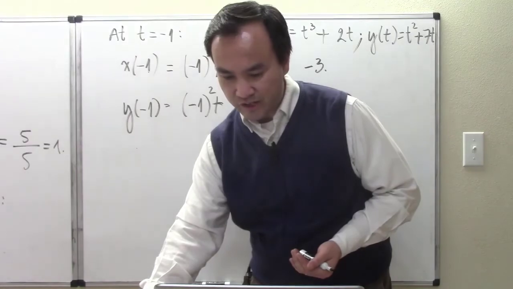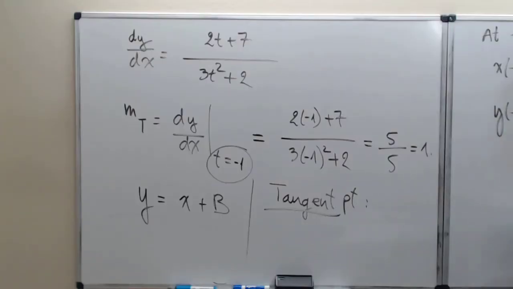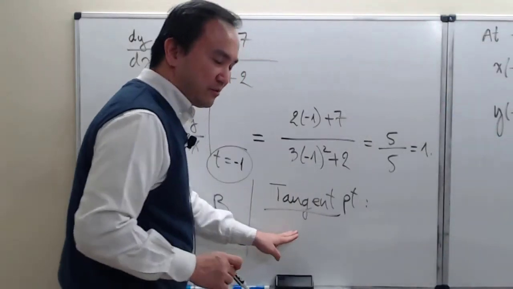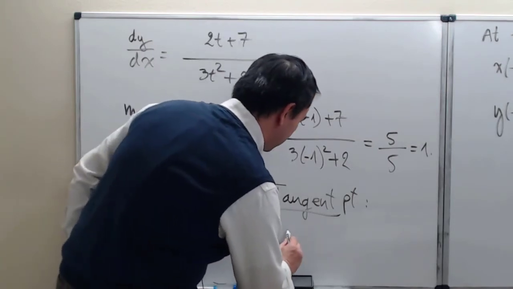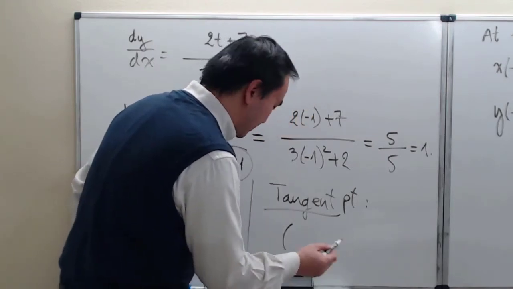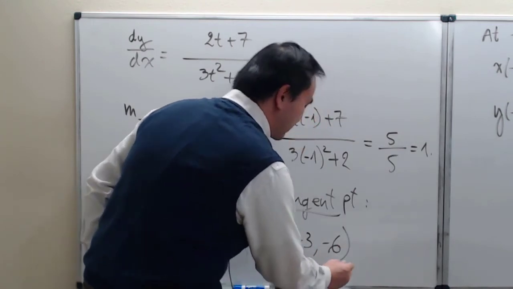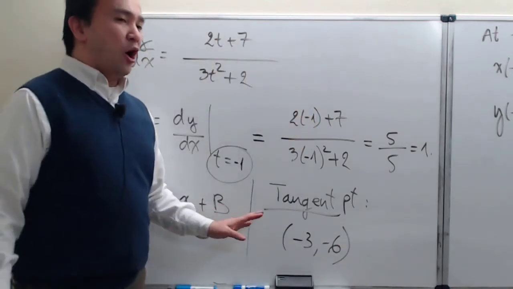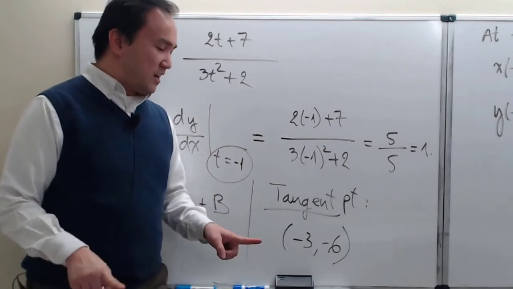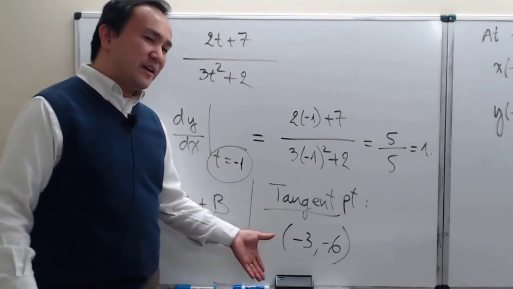now let me switch to the other board right there to just fill in what's missing. So our tangent point here, after so much calculation, when t equals -1, our tangent point is at -3 comma -6.